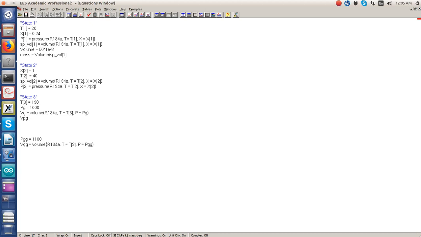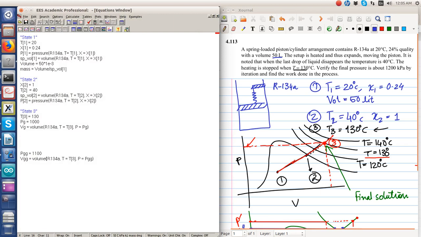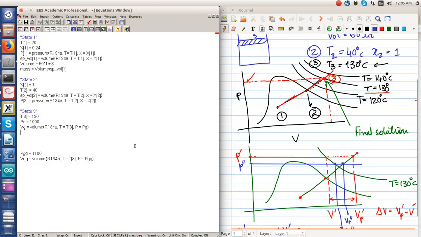However, the V process guess is equal to a linear function estimated through the slopes. The V process is lying on the straight line. So the V process is always lying on the straight line. The equation for the straight line is (Pg minus P2) divided by (P1 minus P2) is equal to (Vg minus specific volume at 2) divided by (specific volume at 1 minus specific volume at 2).